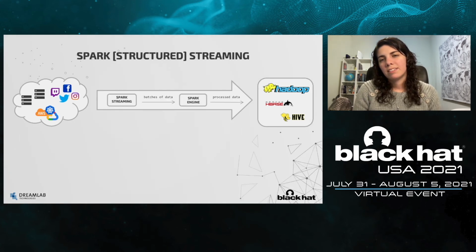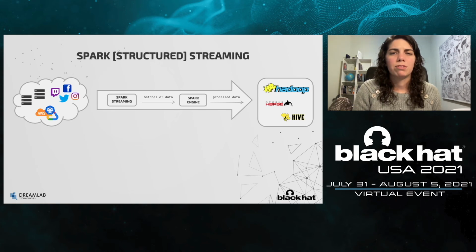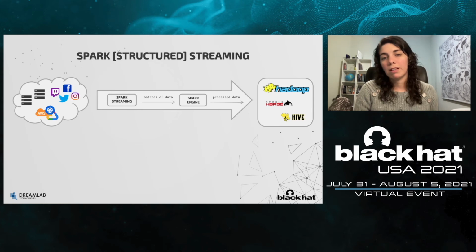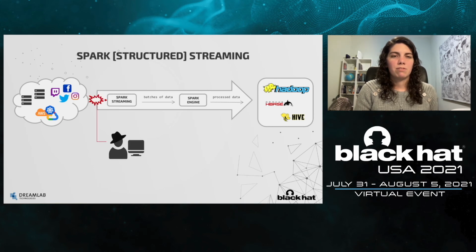This is how Spark streaming or Spark structured streaming works. It's a variant of Spark that ingests the data and also processes it before dumping everything into the Hadoop file system. So it's like having two components in one. And Spark streaming works with technologies like Kafka, Flume, and Kinesis to pull or receive the data, but it also has the possibility to just ingest data from a TCP socket. And that could be very dangerous.